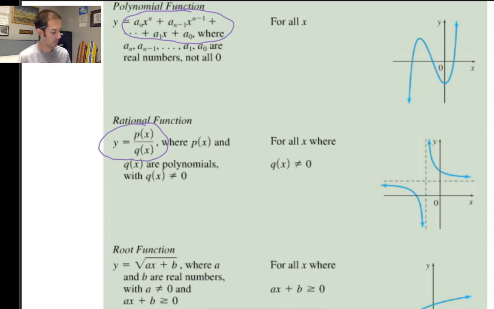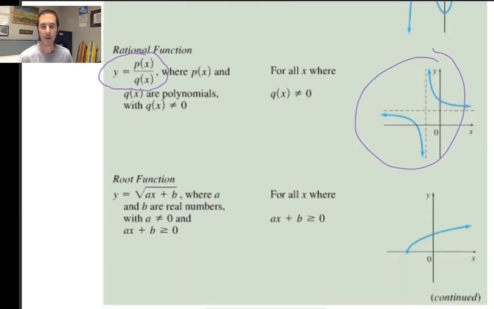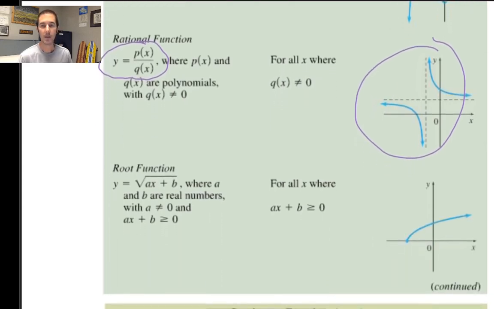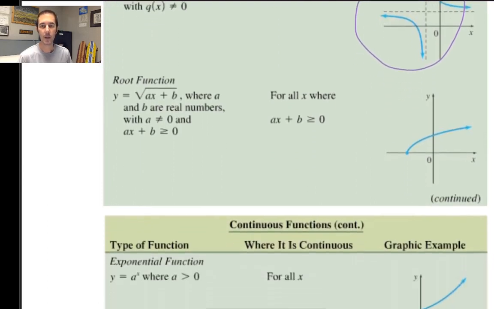But here, to the right, you can see that when you've got an asymptote, vertical asymptotes are not so subtle. And so we would have discontinuity there, and the limit would be undefined. This is a square root function. We've got continuity everywhere that the function is defined.